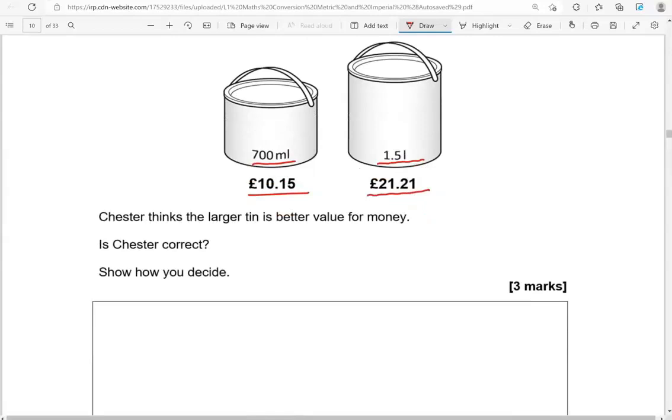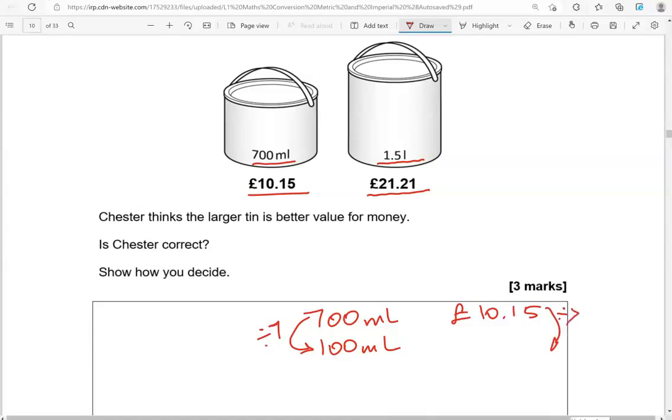Now they are in different sizes, so what we need to do is to bring them both to a common size. So we could work it out per litre, or we could get the cost for both at 1.5 litres or 100 millilitres. So there are different ways. So for the smaller tin, we get 700 millilitres at £10.15. What about 100 millilitres? How do we get from 700 to 100? By dividing by 7. So we'll do the same here.